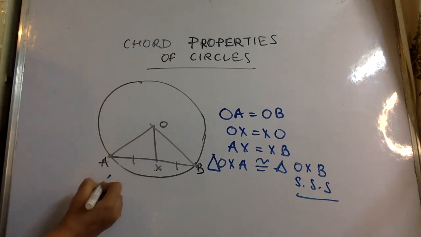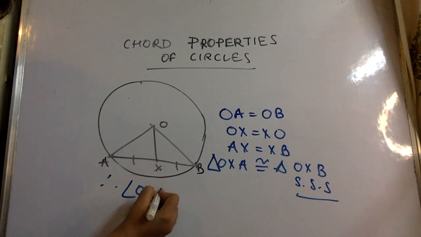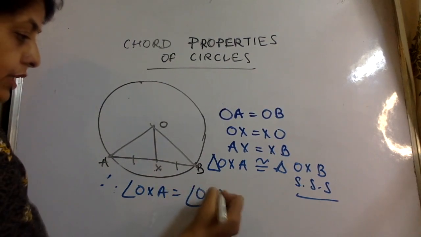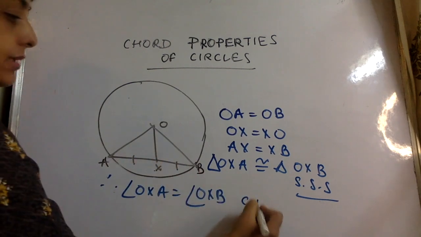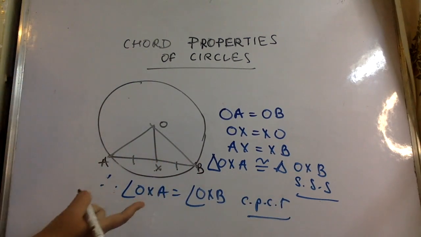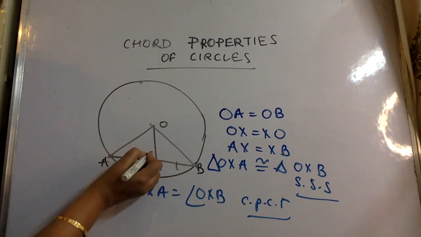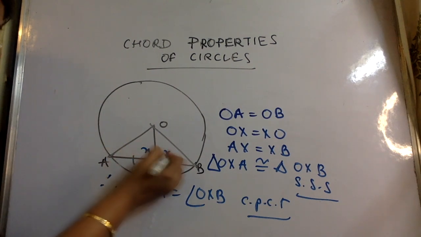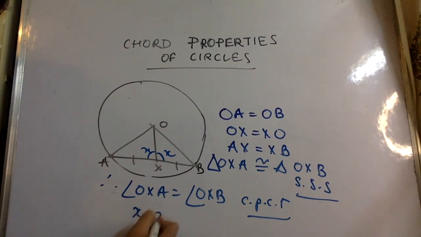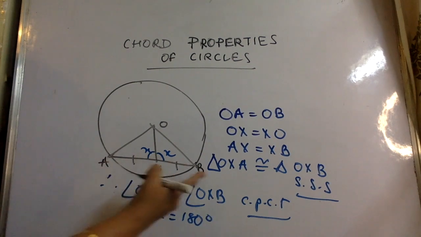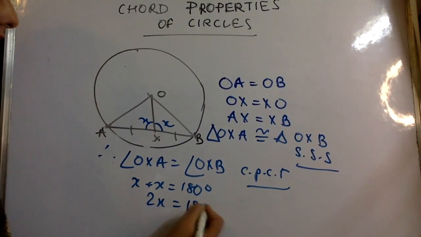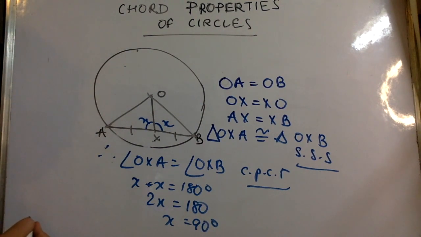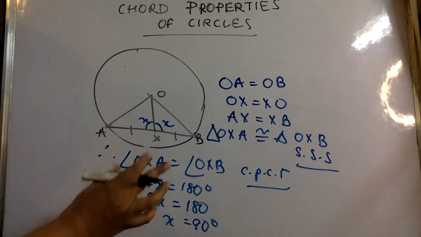Therefore, angle OXA is equal to angle OXB by CPCT. Once congruence has been proved, we can always say by CPCT these two are equal. Therefore, if this angle is X, this is also X. So can we not write X plus X is 180 degrees because it is a straight line, the chord is a straight line? 2X is equal to 180 degrees, X is equal to 90 degrees.